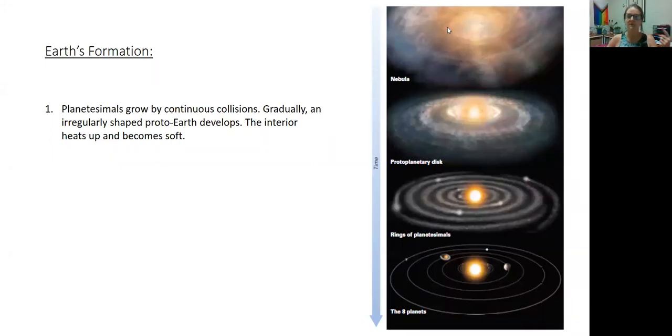All right, we've talked about the origin of the universe. We've talked about the origin of our solar system. We've talked about the origin of our planets. And now we're going to focus in on Earth, which is going to be the focus pretty much from here on out, right? Talking about Earth's formation.